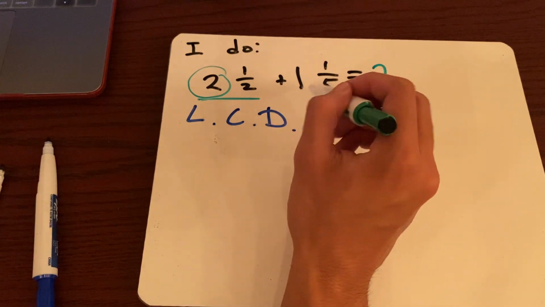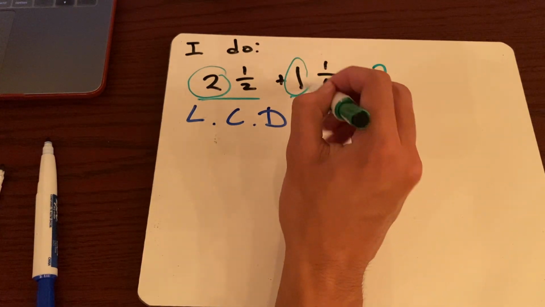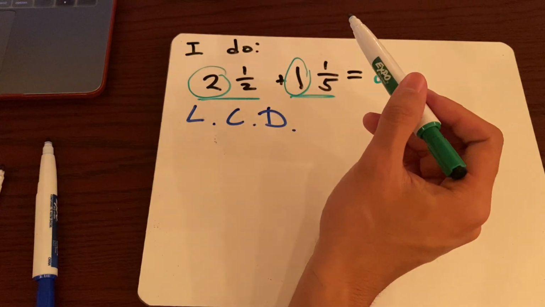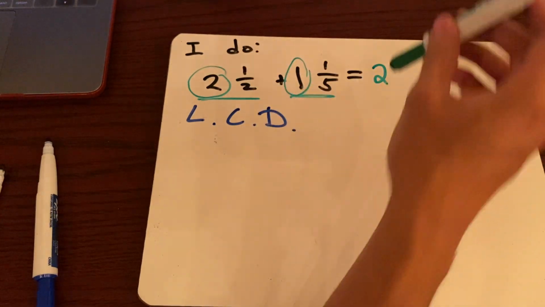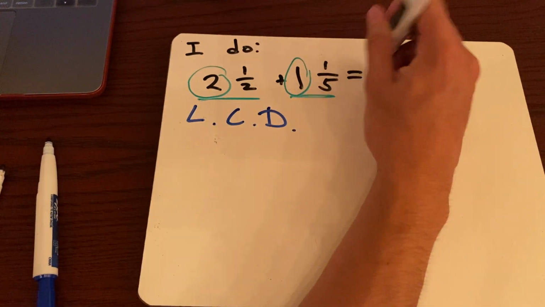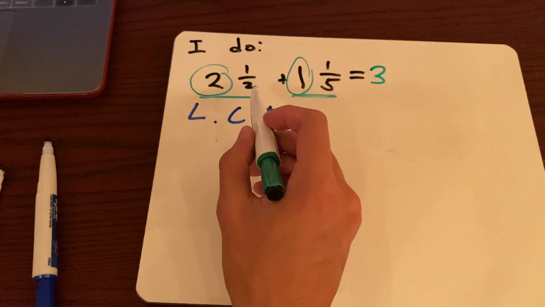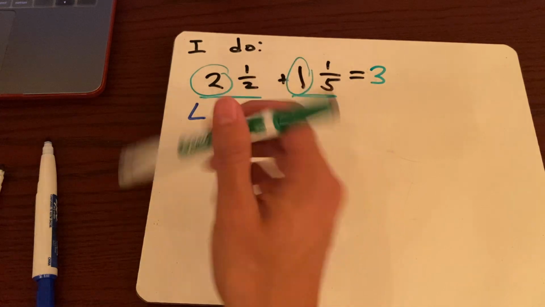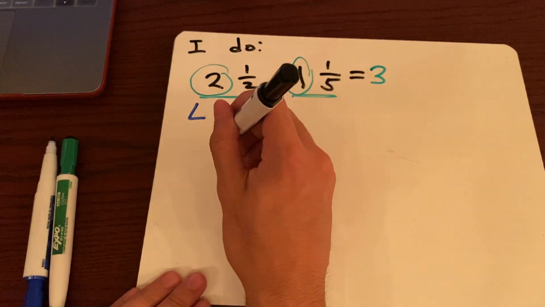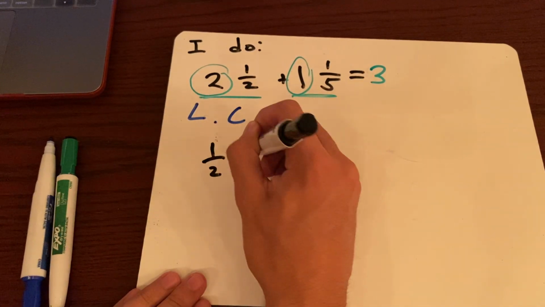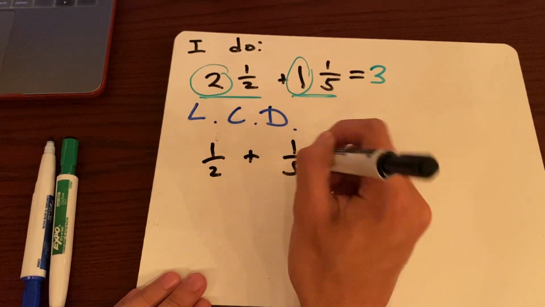Here, for this fraction, my whole number is 1. And let's add those first like we did before. 2 plus 1, that'll give me 3. Okay, and now let's go ahead and add our fractions. I have 1 over 2 plus 1 over 5.